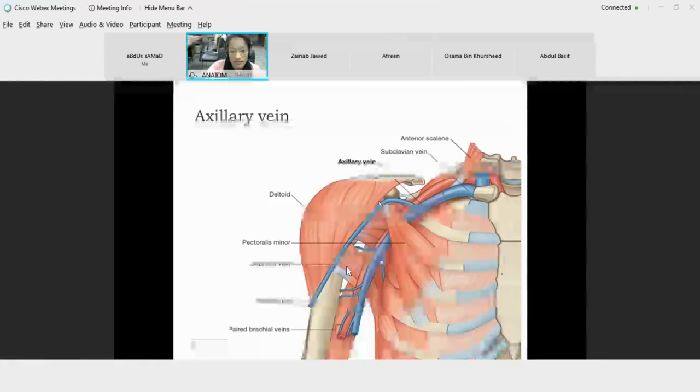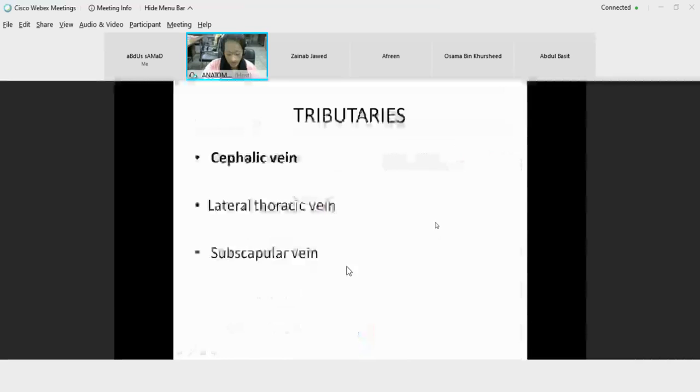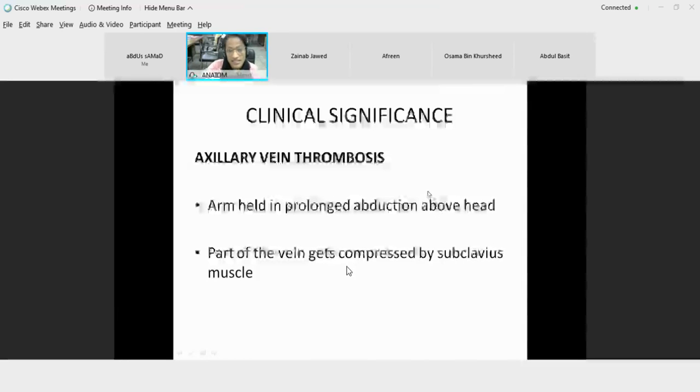The most important tributary is cephalic vein, which is draining into the axillary vein. Other veins correspond to the branches of the axillary artery, that is the lateral thoracic vein and the subscapular vein. Clinical significance is axillary vein thrombosis, that is when a person keeps the arm abducted for a prolonged period above head, the part of the vein which is in front of the first part of the axillary artery gets compressed by subclavius muscle, and it will result in axillary vein thrombosis.